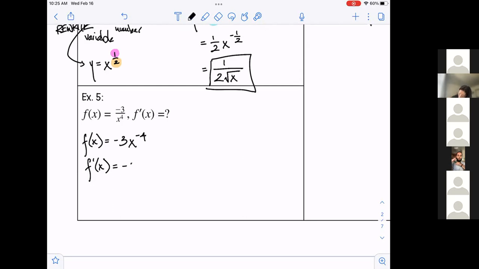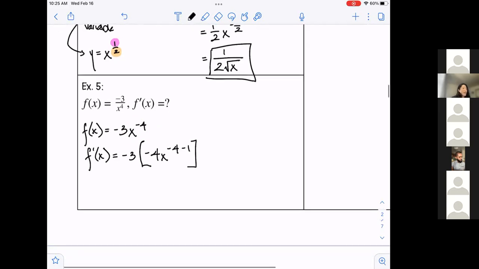I'm going to keep the negative 3 in the front. And now I'm going to use power rule on just this part. Okay. So negative 4x to the negative 4 minus 1. All right. Now we can combine things. And we do, in fact, negative 3 times negative 4 gives me a positive 12. And we have x to the negative 5th. Wonderful. All right. How do we write our final answer without a negative exponent?